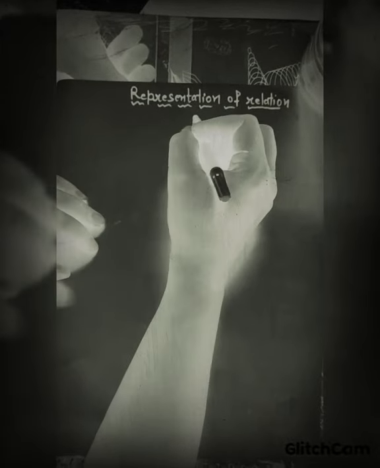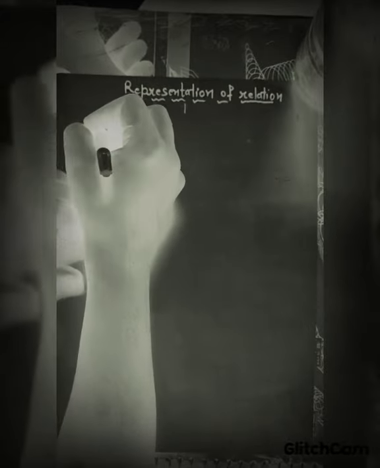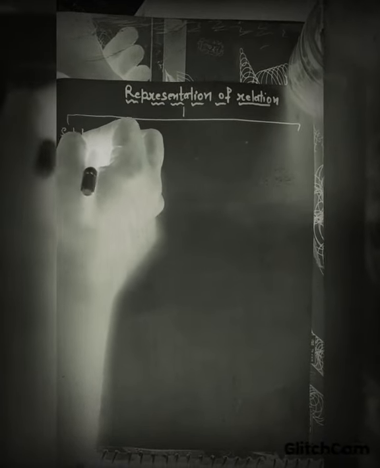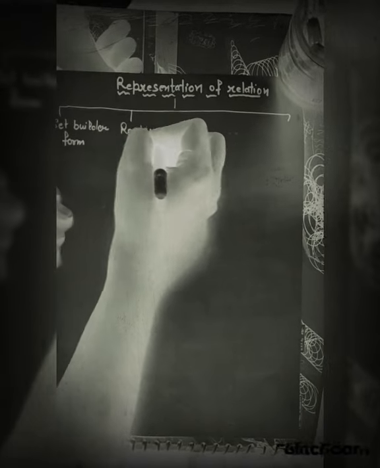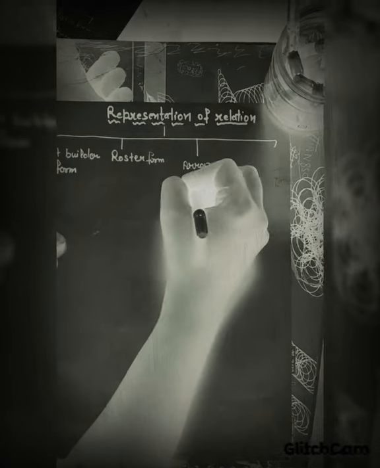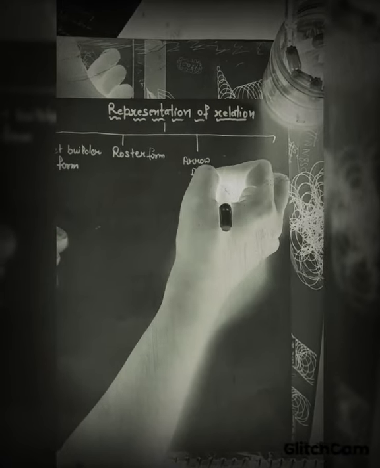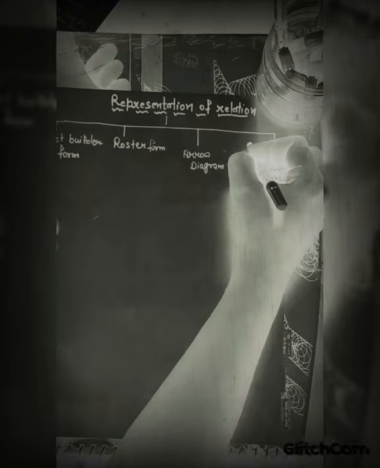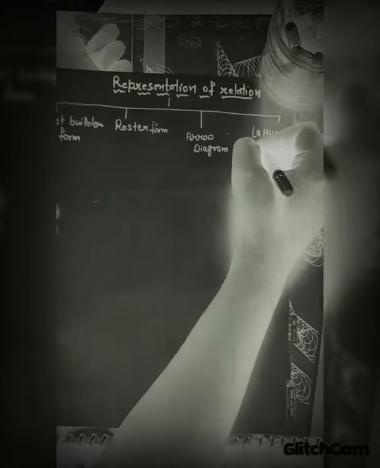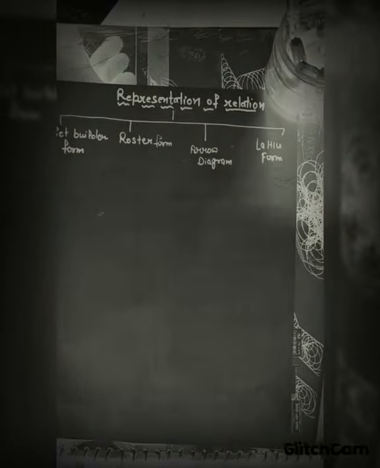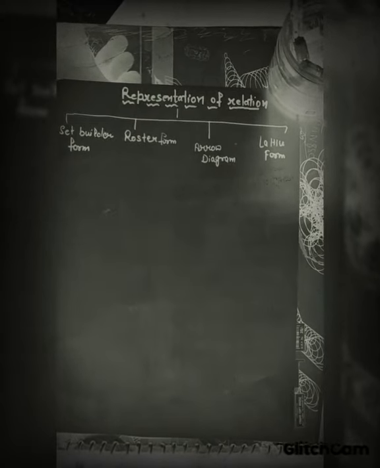Next, representation of the relation. We can represent the relation in four ways. First one, set builder form. Second, roster form. Third, by arrow diagram. And last is the lattice form. Okay, the first one is the set builder form.